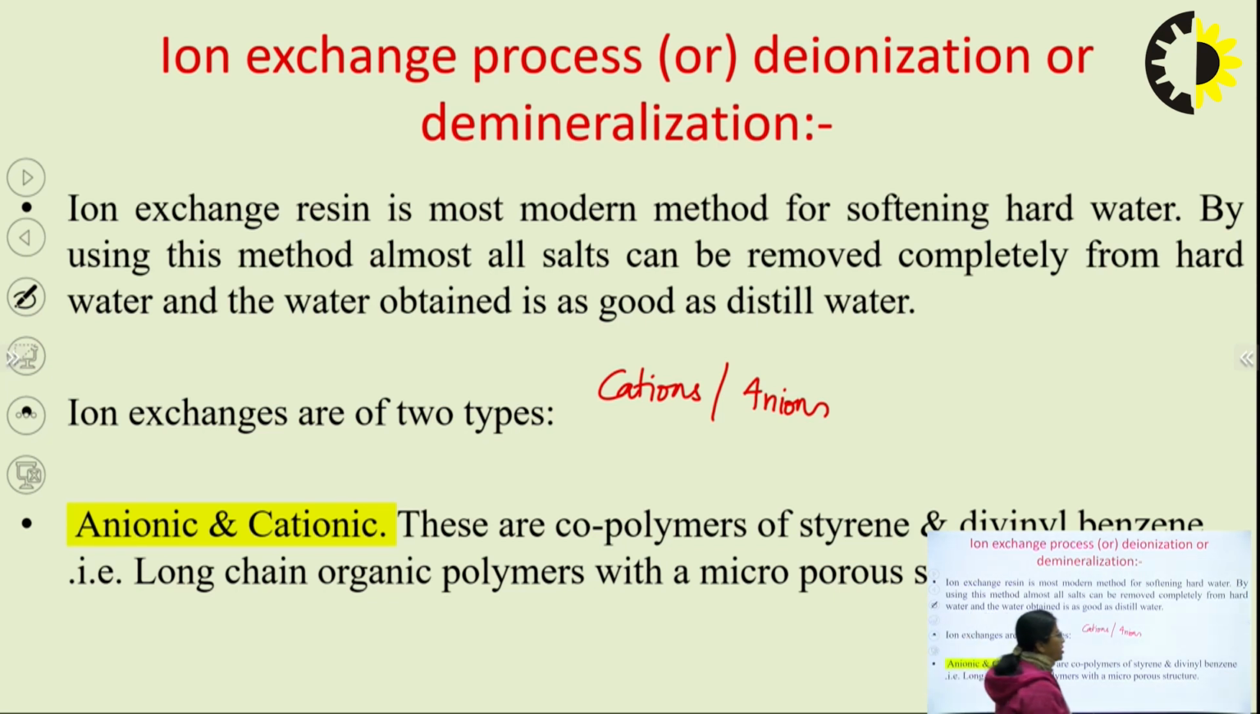Why a microporous structure? Because when hard water passes through these small pores, the cations and anions get entangled. Suppose calcium chloride: Ca2+ and Cl- get entangled in the ion exchangers, and the outgoing water will not contain any cation or anion.